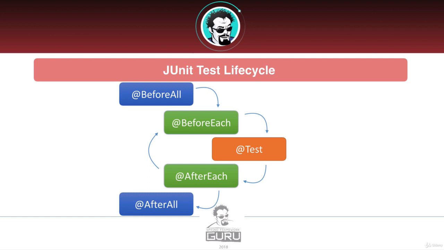But remember, we have the before all that's going to run at a class level, then before each test, then after each, and before each test, after each. Those will repeat for each test method. And then finally, we'll have after all that will execute after all the tests have executed. So very important to the JUnit lifecycle. So we're going to go ahead and do a demonstration of this inside of IntelliJ now.